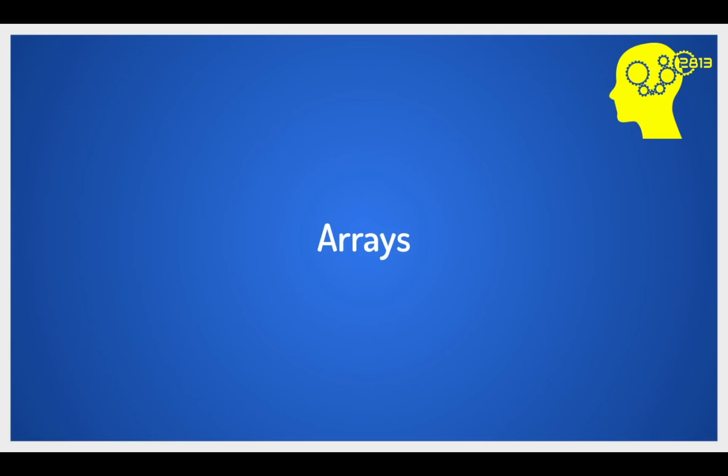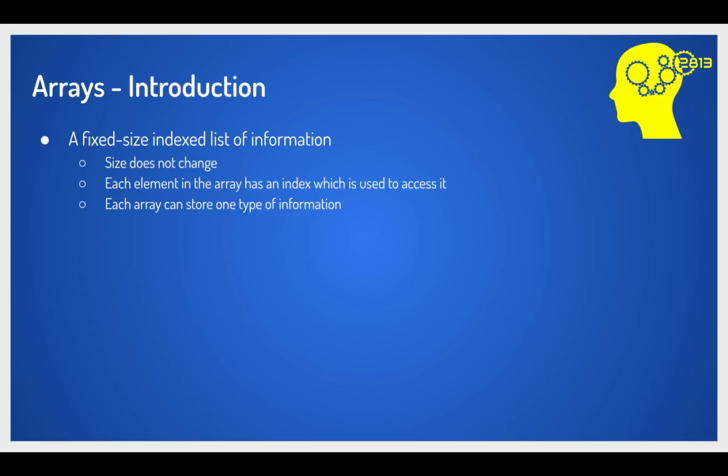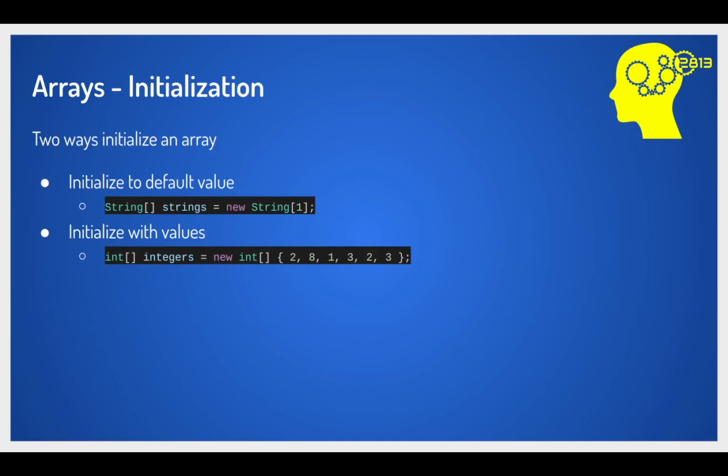So let's talk about arrays. Arrays are basically a fixed size indexed list of information. That means the size of the array cannot change, and each element in that array has an index you can use to access it. It can also only store one type of information. For example, if you want an array with strings, then you can only have strings in it and you cannot have integers in it.